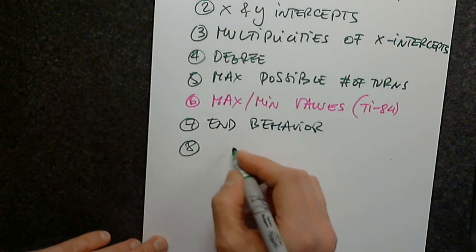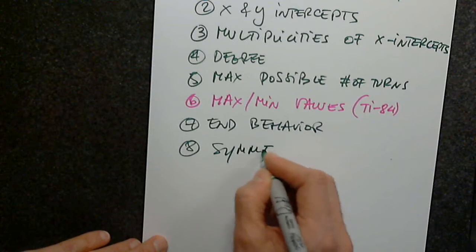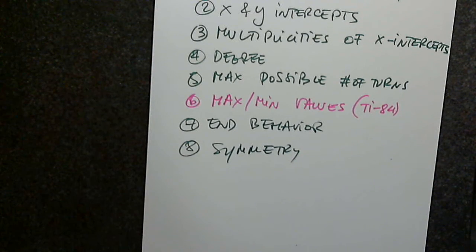Number 8, symmetry. It's nice to know whether a function is symmetric or not. They may or may not be. So this is pretty much everything we have to cover for polynomial functions, degree 2, degree 3, 4, 5, and so on and so forth.